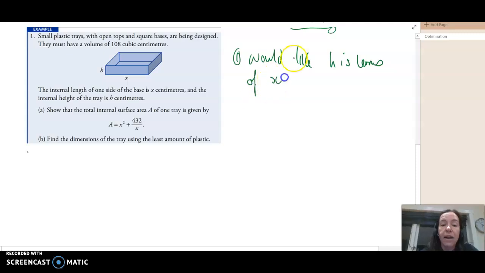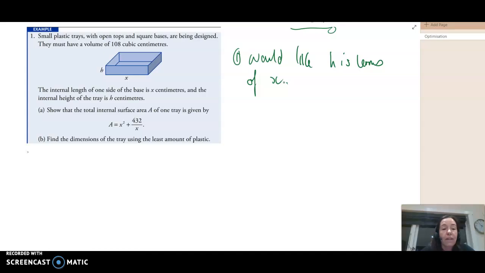Because otherwise I'm going to have a lot of variables in my equation, and we do not know how to differentiate with many variables yet. You will learn later on, but not this year. So let's find out, and anyway in this case you would be able to find out what H is anyway, so you wouldn't worry.